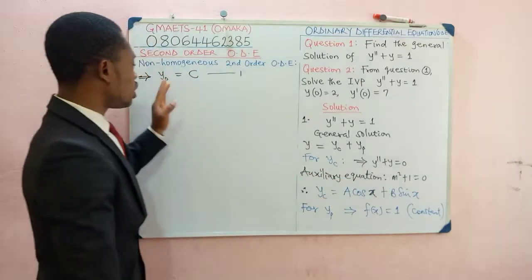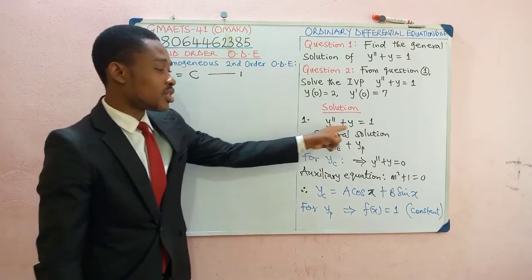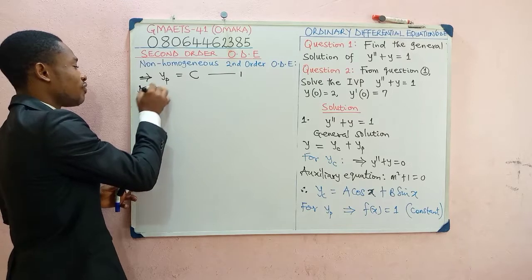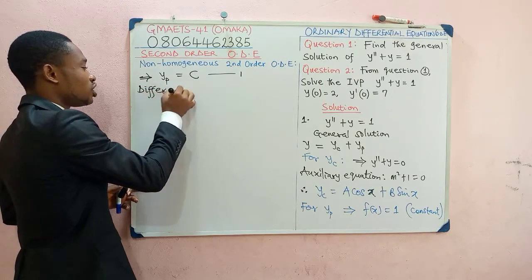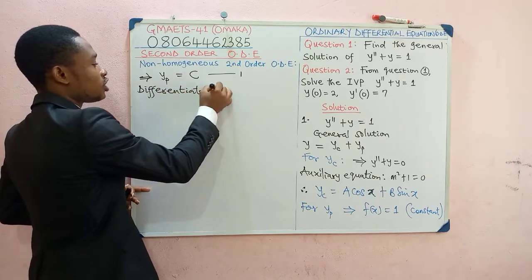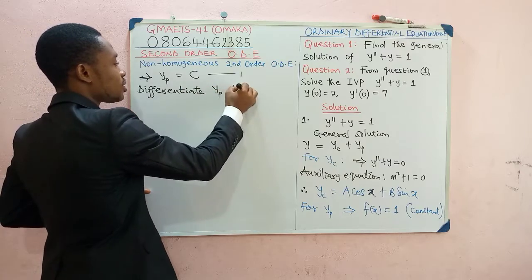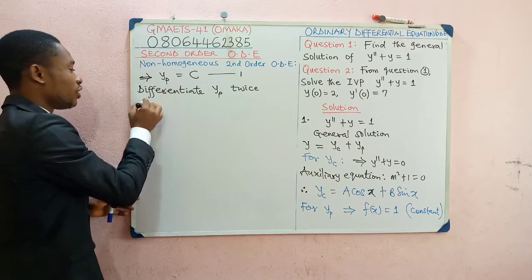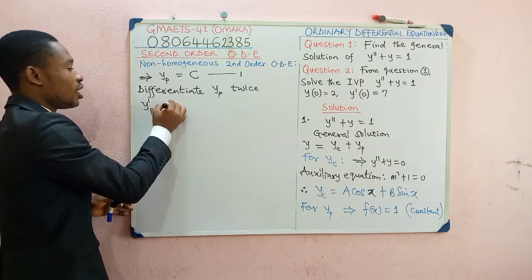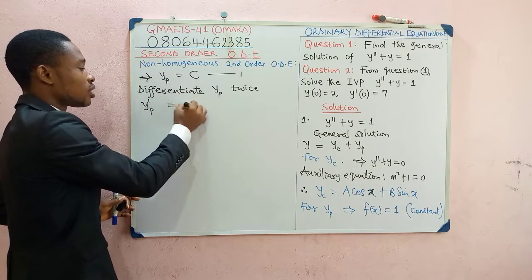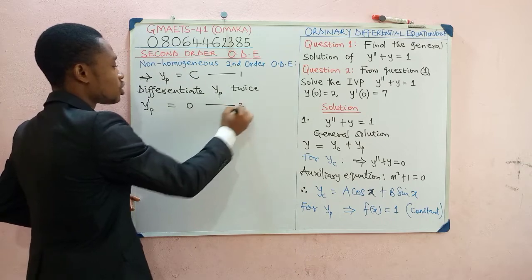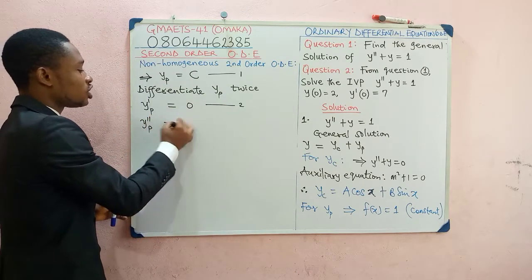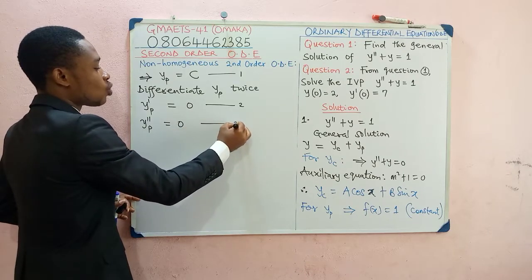Now we're going to differentiate this yp twice because this is a second order differential equation. So follow along as we differentiate. The first derivative will give us yp', and that will be equal to 0, because if you differentiate a constant, you get 0. So this is equation 2. Then for the second derivative of yp, again, differentiate, you get 0. Then this is equation 3.